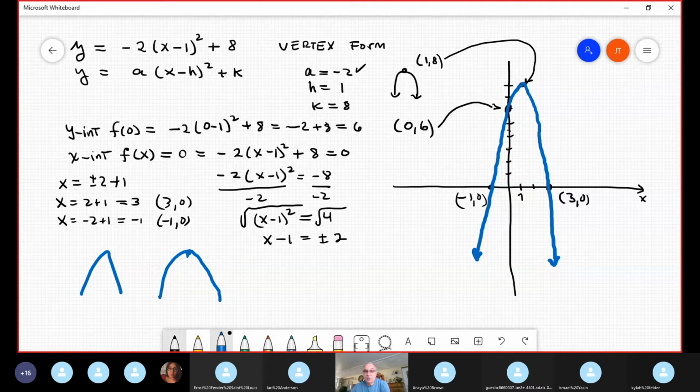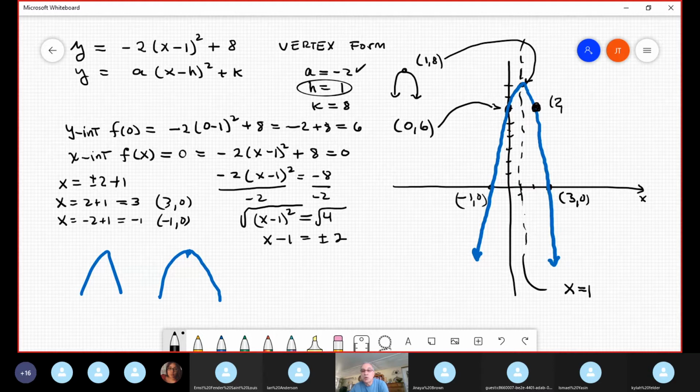Now we discover another point here, which is symmetric with respect to the axis of symmetry, which is this line. By the way, it is the line x equals 1, because h is 1. Yes, h is 1. This distance is 1, and this distance is 1. So this point is the point 3, 6, because 1 plus 1 is 2. And that's it. This is my graph in example number 1.